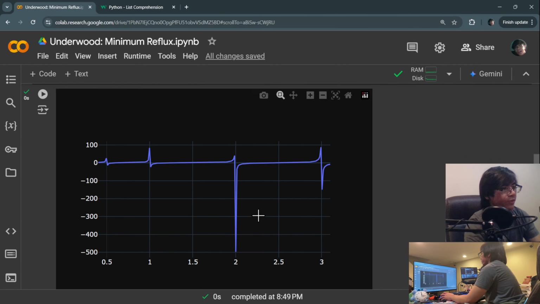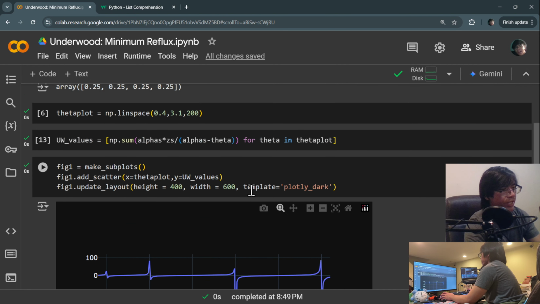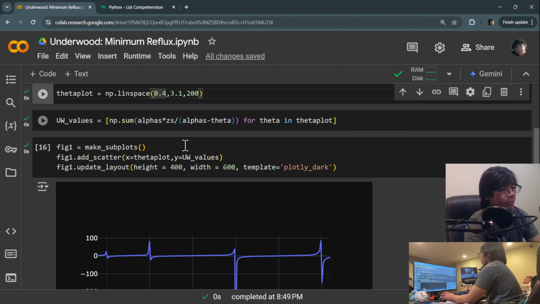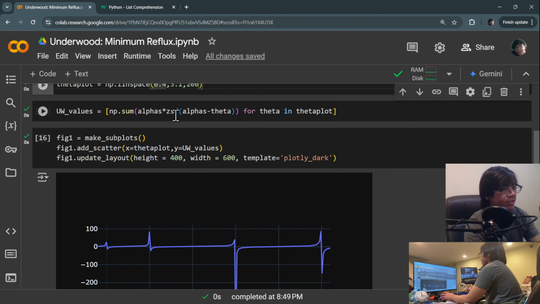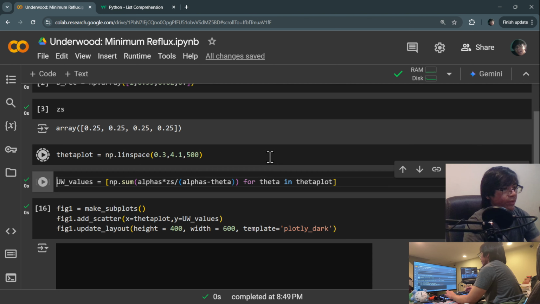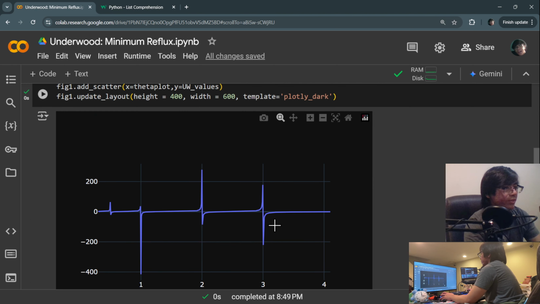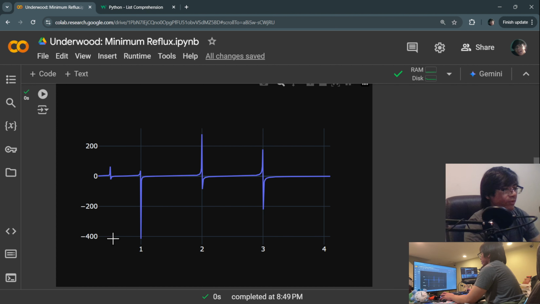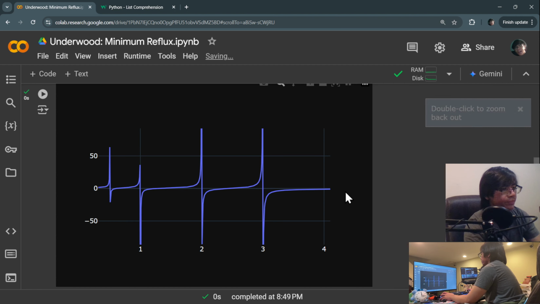A little better. So I mentioned earlier, these will change if you change these values, since you'll have more points to play around with. Your discontinuities might get bigger. So if I drop this up to 500 and maybe go to 0.3 and 4, it'll look a little bit different. I think these are higher values now, and the spikes are different, but your roots should be the same.